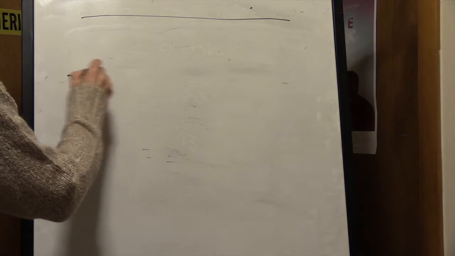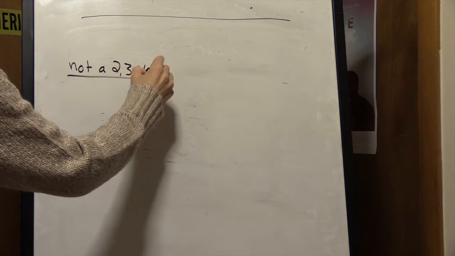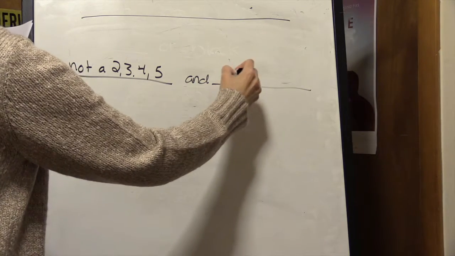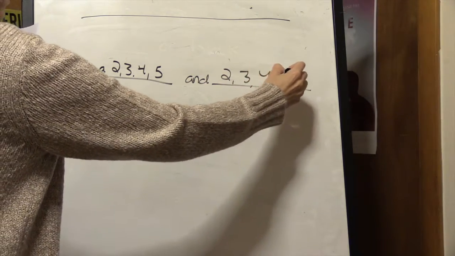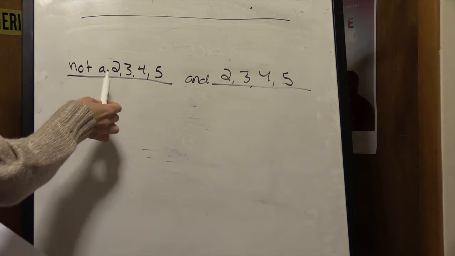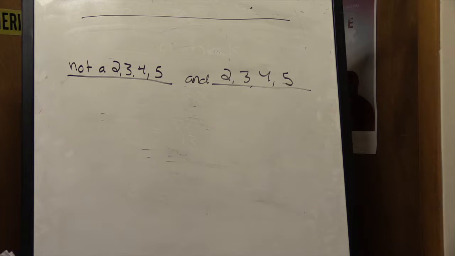Okay, B, neither card has a value of 2, 3, 4, or 5. So we want the first card is not a 2, 3, 4, or 5. And the second card is not a 2, 3, 4, or 5. So once again, this is going to be a multiplication because we have the word and. We have to ask ourselves how many 2s, 3s, 4s, and 5s there are in a deck of cards. There are 4 of each.